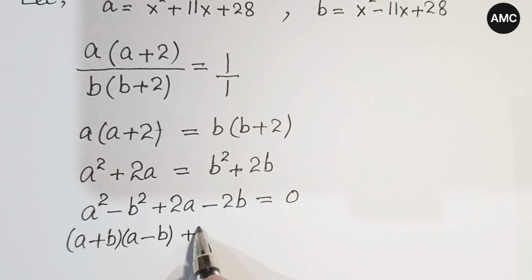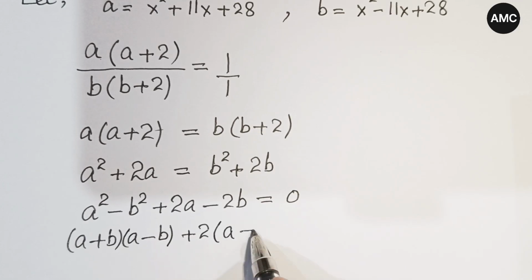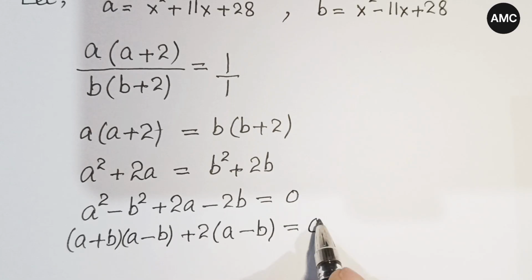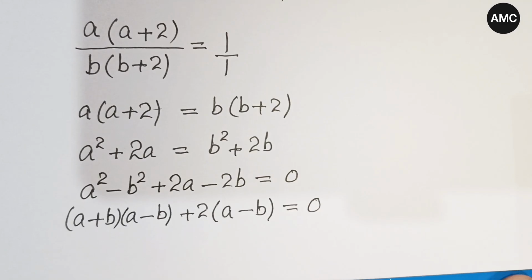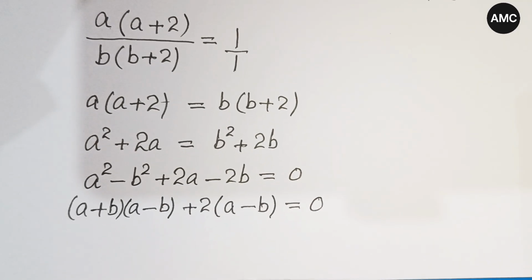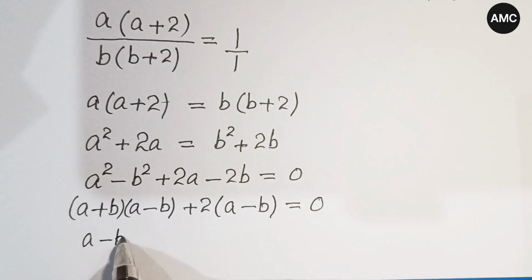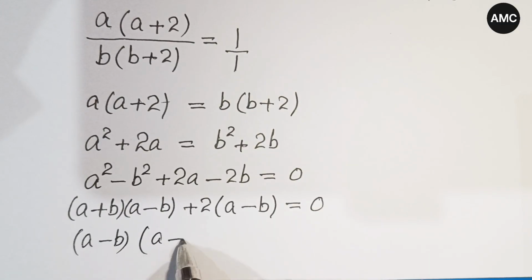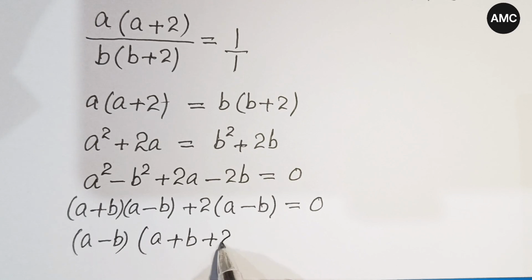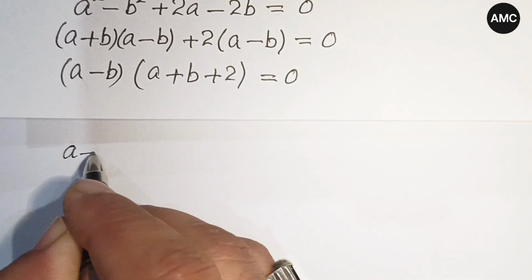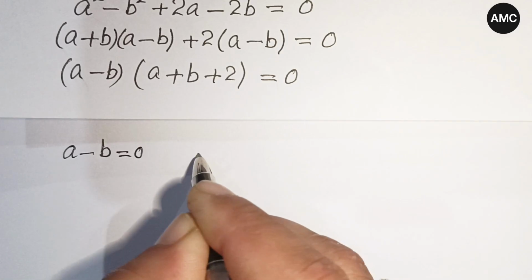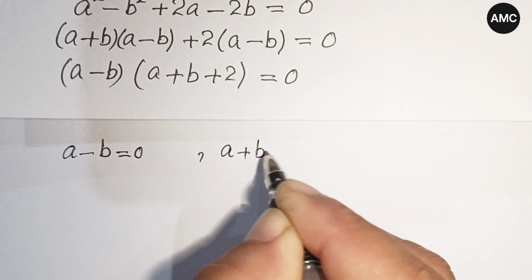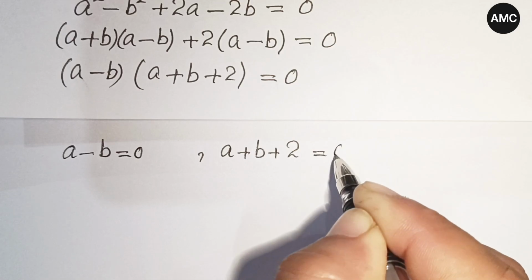So here if we take 2 as common, inside the bracket we will get a minus b, is equal to 0. Now this a minus b is a common factor, so taking a minus b common, we will get (a minus b) times (a plus b plus 2) is equal to 0. Now our next step: here a minus b is equal to 0, and similarly a plus b plus 2 is equal to 0.